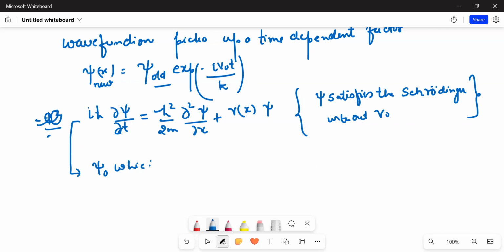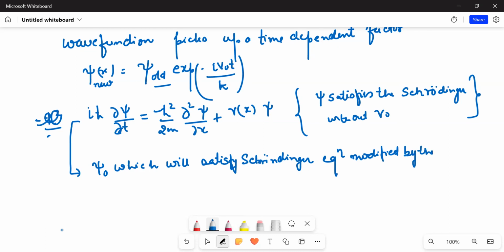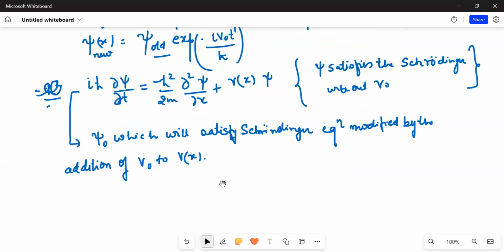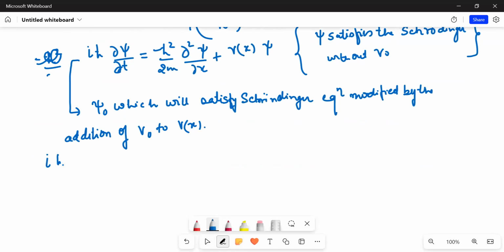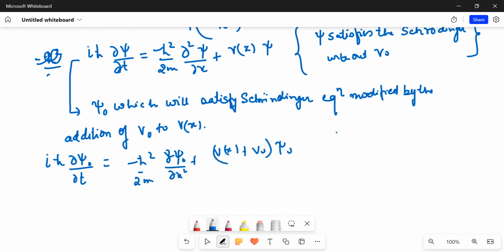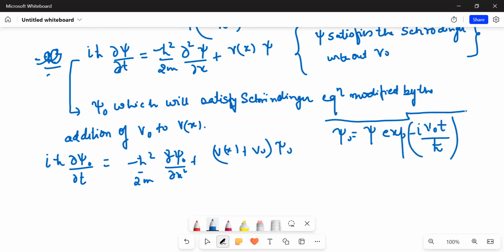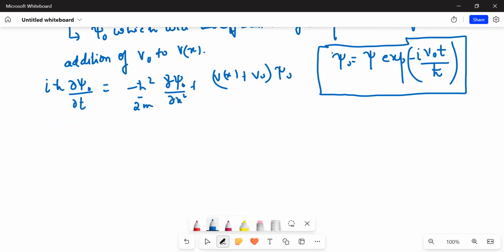Now we want to find psi naught, which satisfies the Schrödinger equation modified by the addition of V naught to the potential energy V(x). My claim is that this psi naught would simply be psi times exponential of minus iota V naught t upon h cut. So let us see if our claim is true or not.